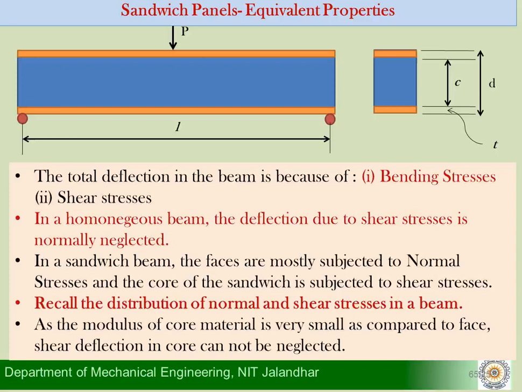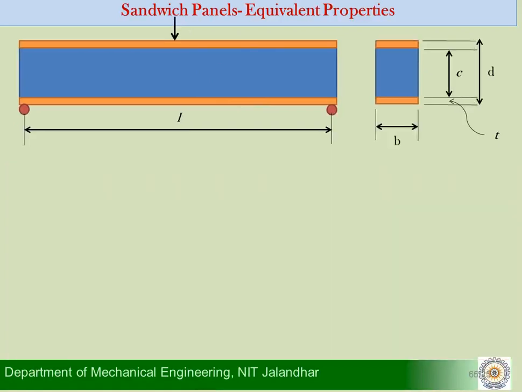The basic reason is that the modulus of the core material is very small as compared to the face material, so the shear deflection in the core cannot be neglected. As I already said, the core material is very weak as compared to the face material here. So let's move forward with this analysis here.